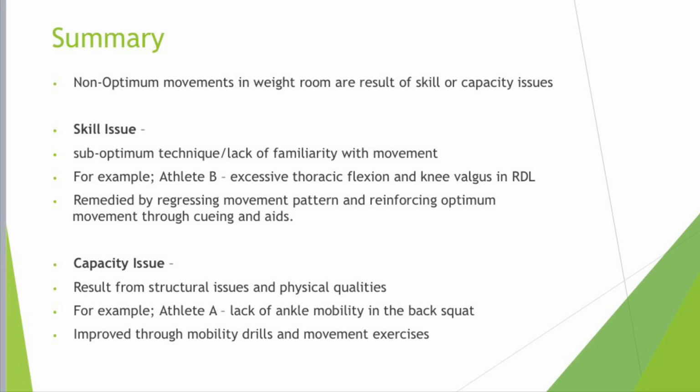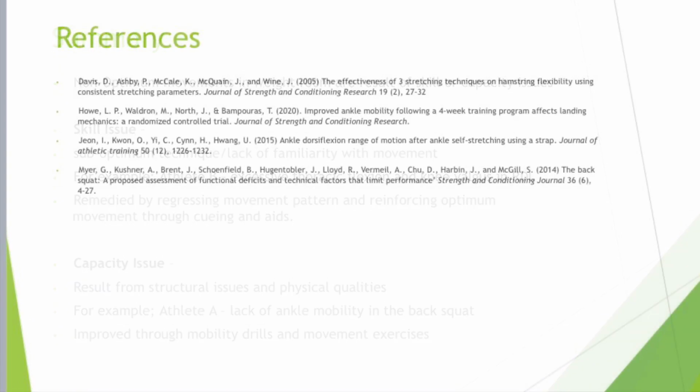To improve on a skill issue, we typically focus on regressing a movement pattern and reinforcing optimum movement patterns through cueing and aids. A capacity issue, as identified with athlete A's squat and RDL, is a limitation resulting from structural and physical qualities, as demonstrated by athlete A's lack of ankle mobility in the squat. The capacity issue is rectified by identifying the issue and addressing it through the use of mobility drills and movement exercises. All the references mentioned throughout the vlog can now be seen.